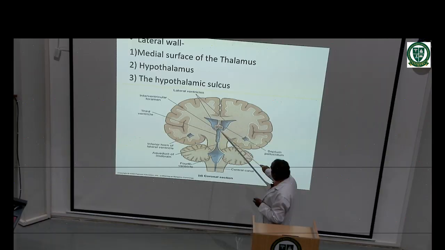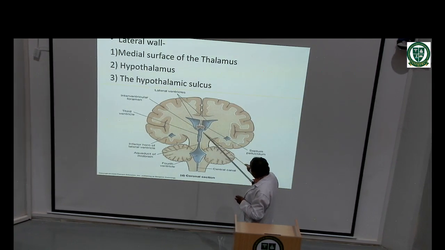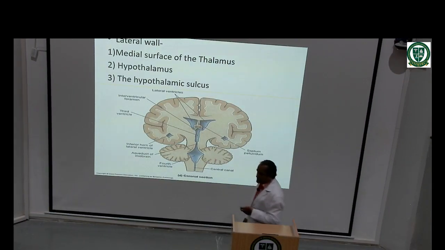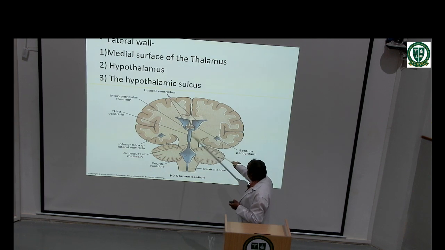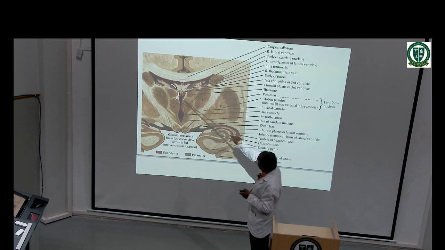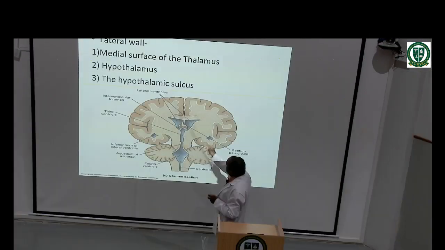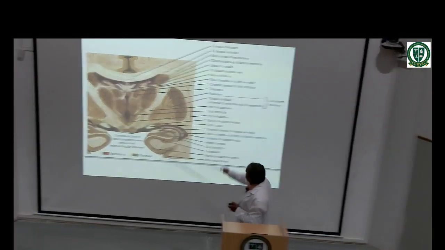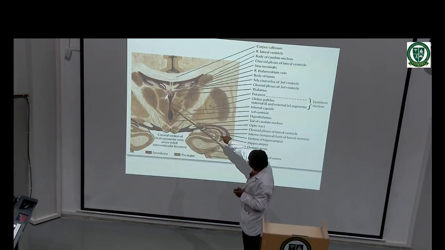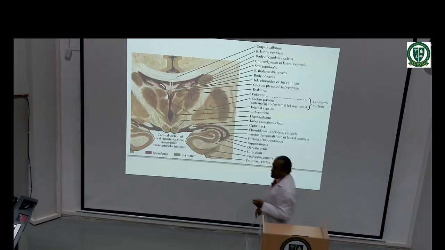So coming to the lateral wall of the third ventricle. This is the lateral wall. What are the structures present here? Just now we saw thalamus and hypothalamus. In the next diagram you can see, this is the lateral wall. In the upper part you have the thalamus, and in the lower part the hypothalamus. The medial surface of the thalamus forms the lateral wall of the third ventricle.